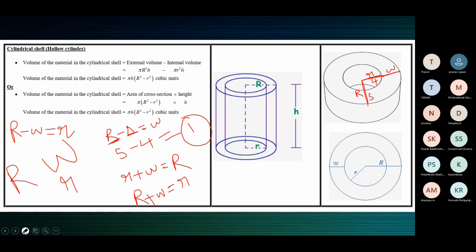This is capital R. From capital R, take away W, remove this, minus W meaning you're removing this. This is not there now. So you're left with small r. Very easy to imagine, visualize.